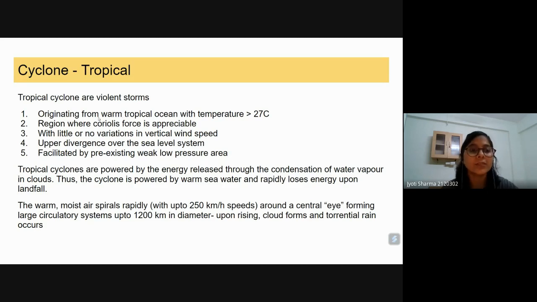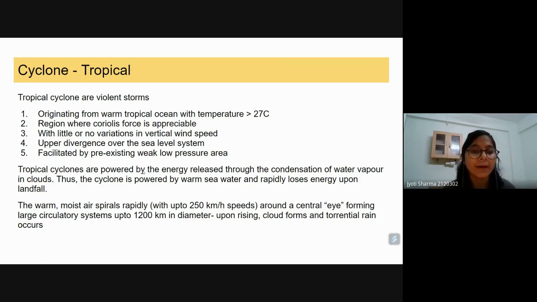The first condition is there must be a warm tropical ocean, and the temperature of that ocean must be greater than 27 degrees Celsius. The second is there must be Coriolis force. The region must have some Coriolis force, otherwise the air will not be deflected, and there will be no tropical cyclones in that region. The third, there should be little or no variation in the vertical wind speed. The fourth is upper divergence over the sea level system, and the fifth is facilitation by a pre-existing weak low pressure zone. So there must be a weak low pressure zone as well in that area.